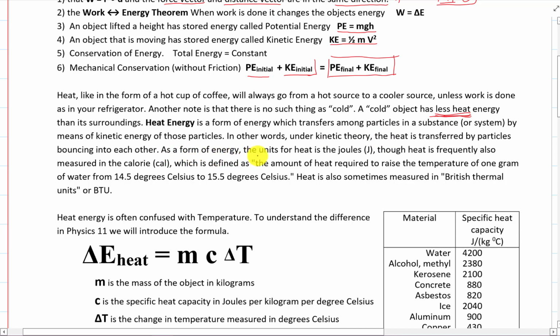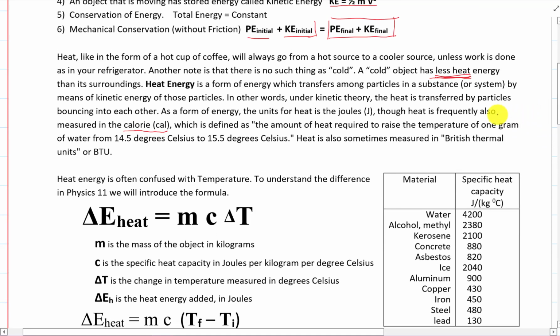As a form of energy, the units for heat are, again, joules, though heat is also measured in different units. One is calories, and a calorie is defined as the amount of heat required to raise the temperature of 1 gram of water from 14.5 degrees Celsius to 15.5 degrees Celsius. How specific is that? There's other ones, like the British Thermal Unit, or BTU, which is a measurement of energy, but it's just a different unit.